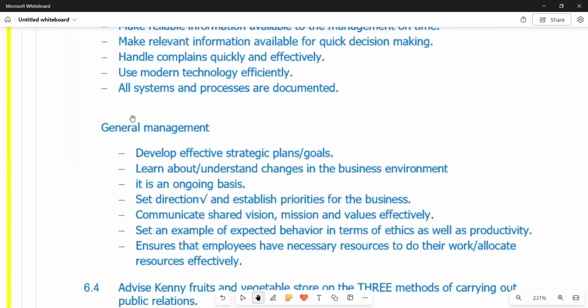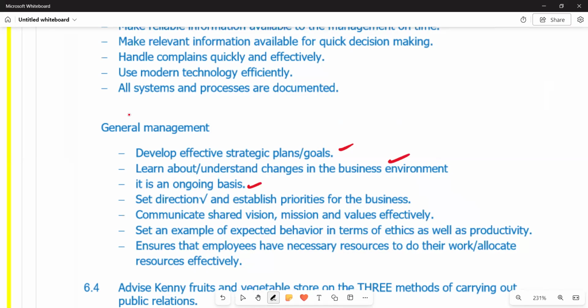It should be able to develop effective strategic plans or goals. It should learn about or understand changes in the business environment. It should be an ongoing process. So the general management should show that it's a going concern, it's an ongoing process, being engaged on an ongoing basis.